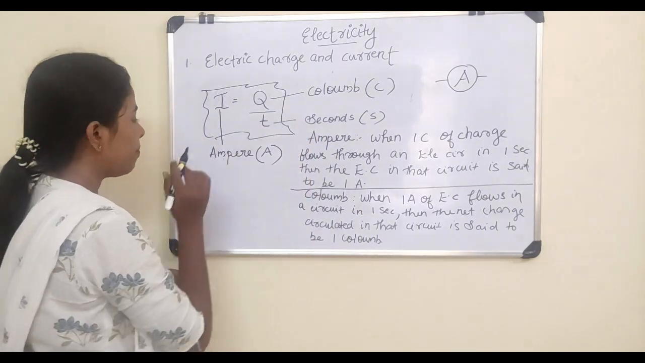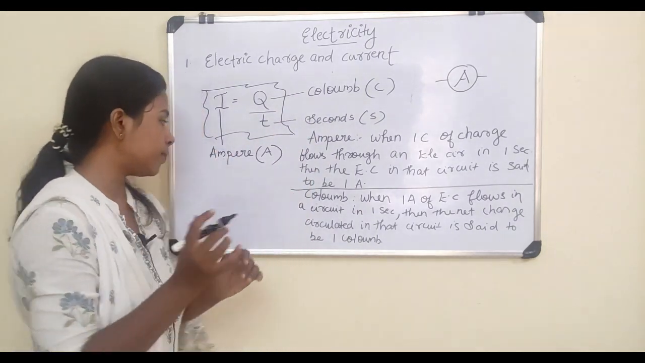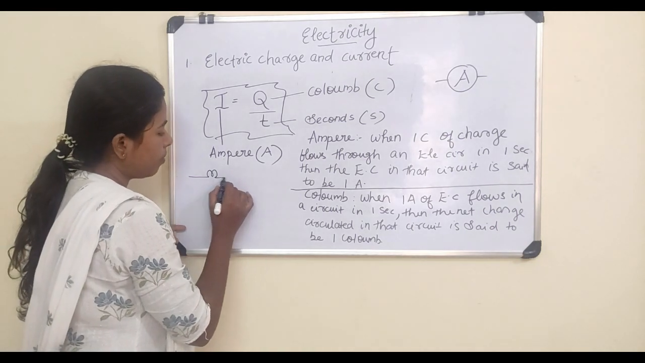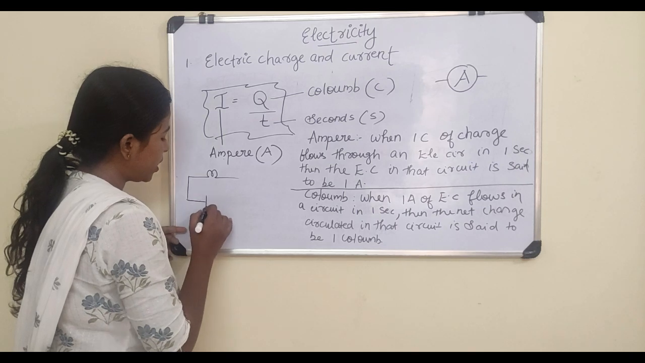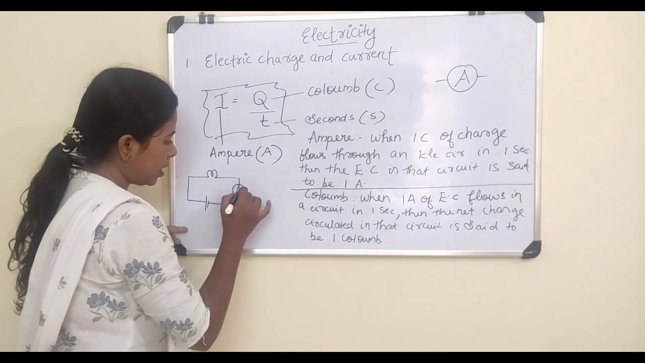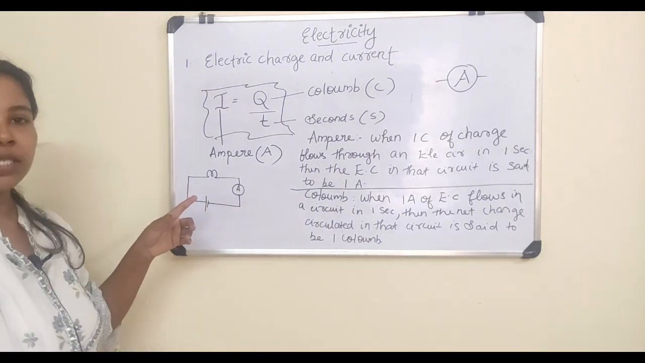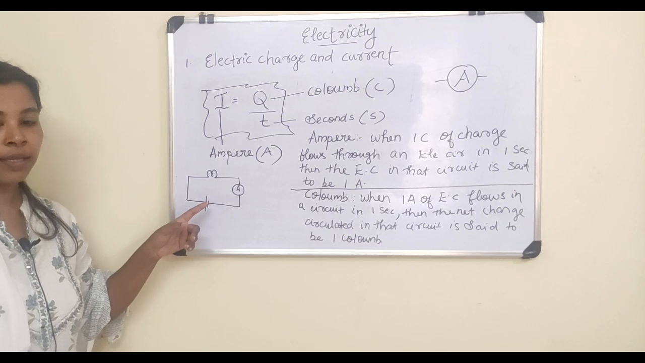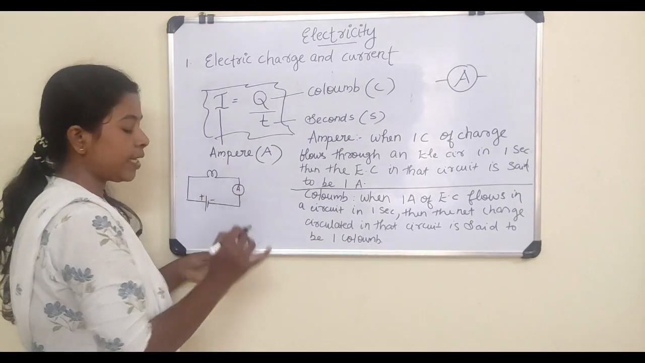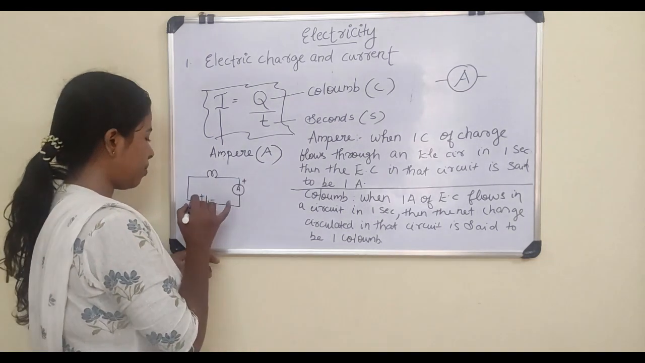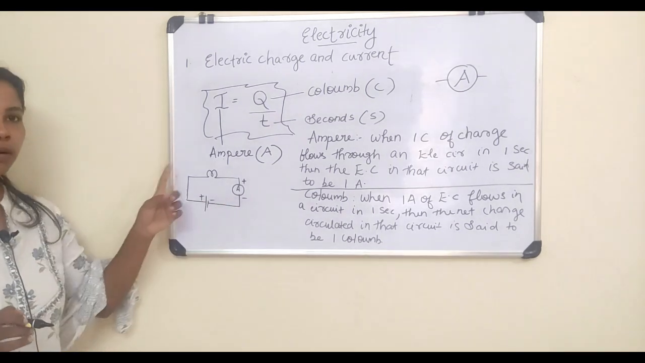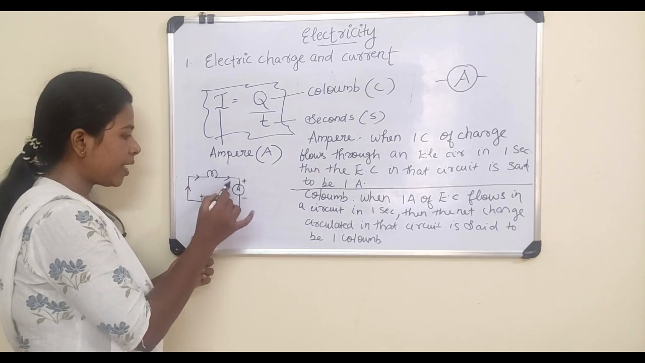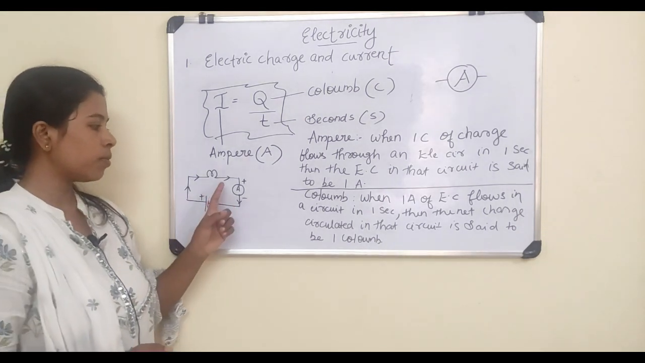Just note. See, I will just draw an electric circuit. I'm connecting a bulb. The bulb is denoted by this symbol. Connecting it to a cell, I'm giving an ammeter. The ammeter is connected in series. See, this is the positive and negative. This will be positive, positive, positive, negative. Which is the path of flow of electric current? The path of flow of electric current is this. Am I right?